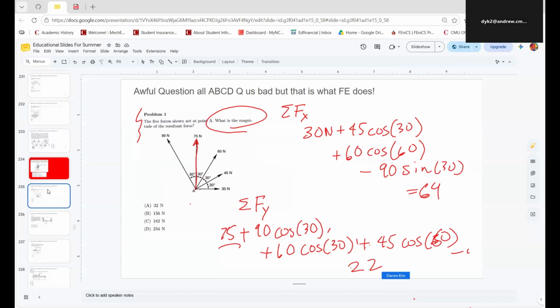That's 227. Am I so sure about the 69? Let me double check the 69. Okay, it's 30, 45 cosine 30, 60 cosine 60, yeah, and then minus 90 sine 30. Yeah, that sounds about right.